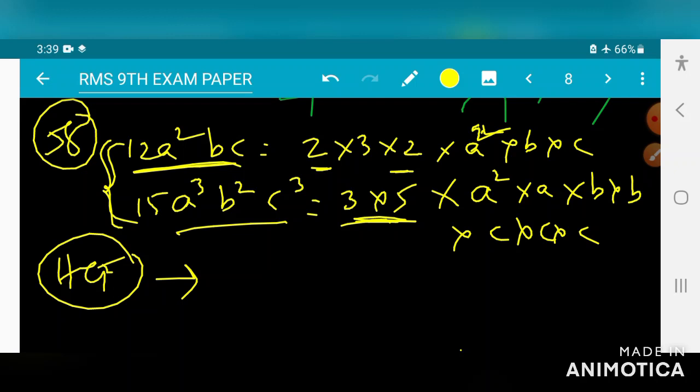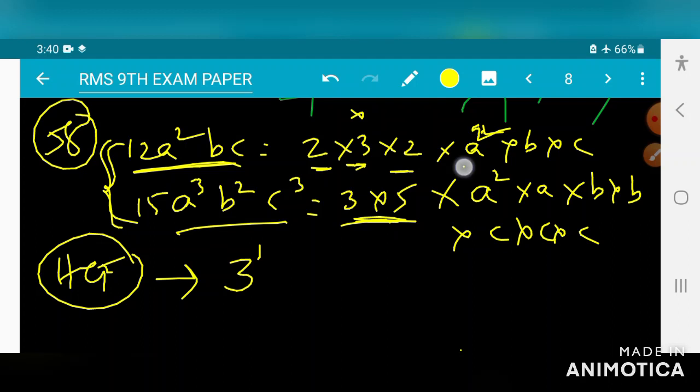And next, see here, 3 is here, and 3 is also here. So what is the power of 3? 3 to the power of 1. Common factor, in both. Okay, and which one is the highest one? Highest common factor we are taking, HCF 3. And next 5. Here is 5, but here there is no 5.